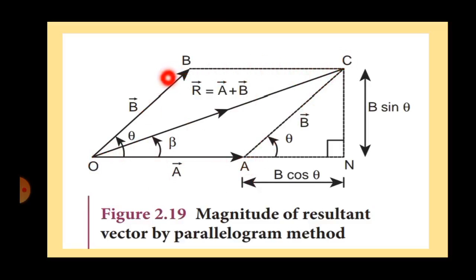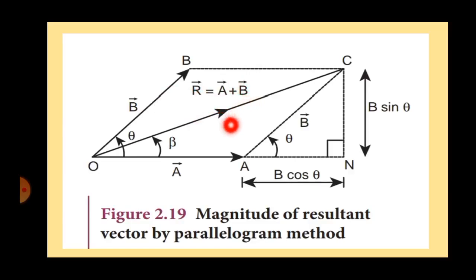OACB. This is a parallelogram. The diagonal OC passing through the common tail O gives the magnitude and direction of the resultant vector. R vector is equal to A vector plus B vector. Are you clear, children? Okay.